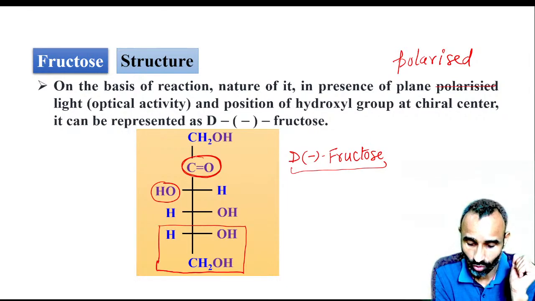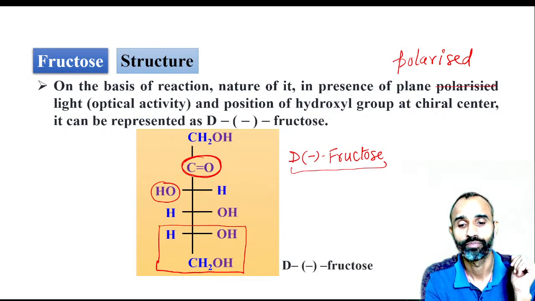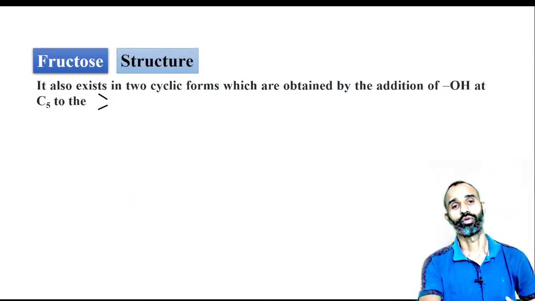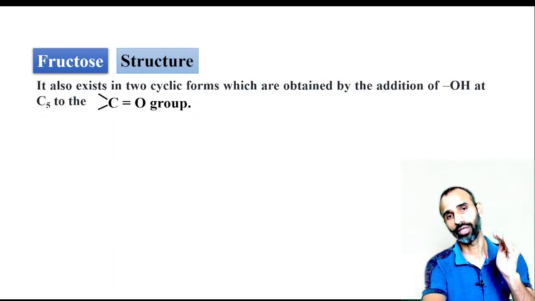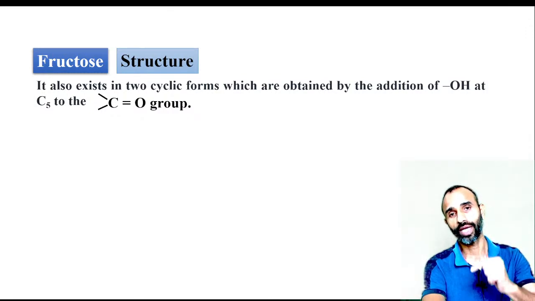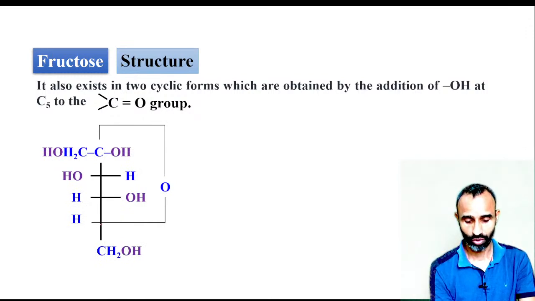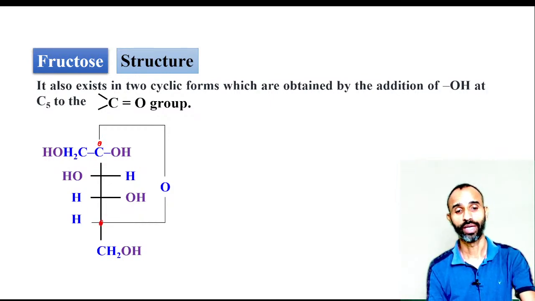See, in ketoses, the second carbon is the anomeric carbon. D negative fructose also exists in cyclic forms. There is a linkage between C5 and C2. In aldoses, it was C5 and C1. Here in ketoses, it is C2 and C5. Again, there is a glycosidic linkage.